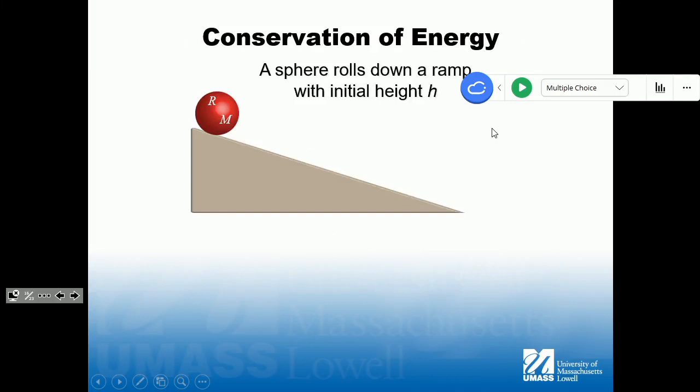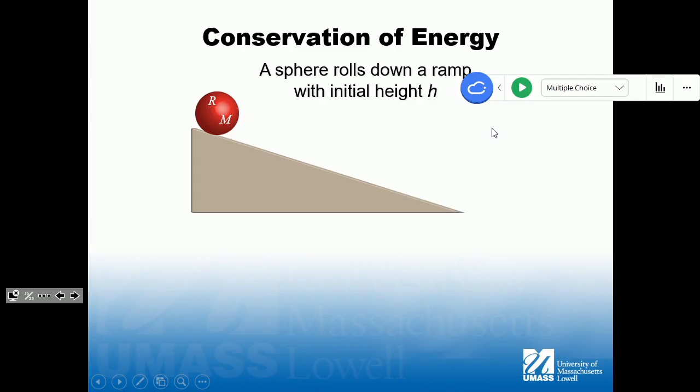Okay, so consider a sphere that rolls down a ramp without slipping, and it has an initial height h. It's important to have that condition. It's rolling without slipping. There's a couple of things it does. First off, if it's rolling without slipping, I know that its tangential speed v is equal to r times omega. The second thing, if it's rolling without slipping, I don't need to worry about friction.